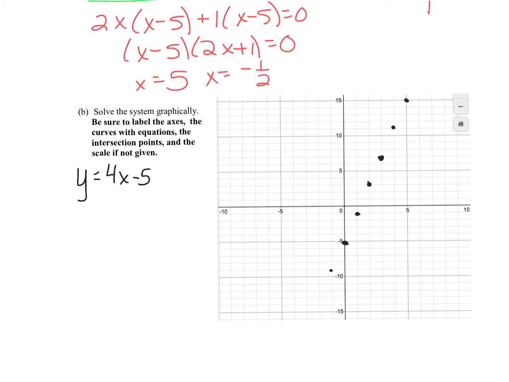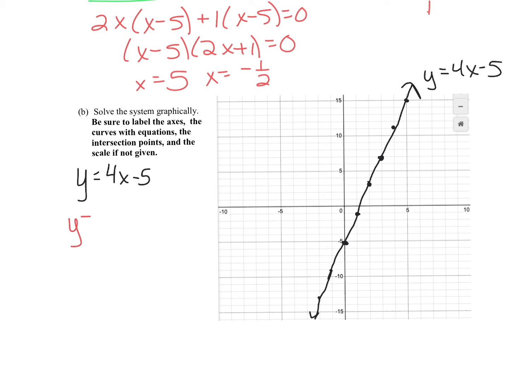that one of my answers is going to be up here at 5, 15, right? And we know that because we solved it algebraically. But basically the idea is you might need to graph beyond what you think you have to graph to find the answers. So that's my first function, and I do have to label it on my graph. So that's 4x minus 5.